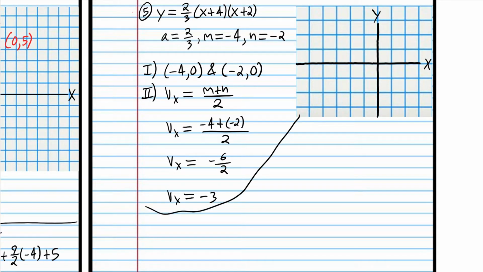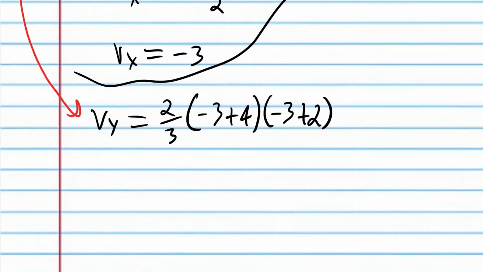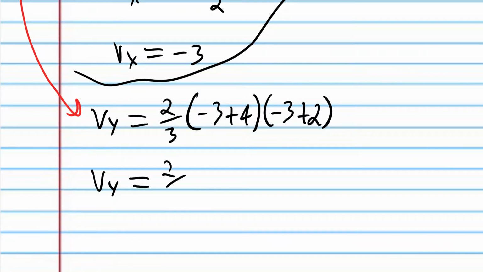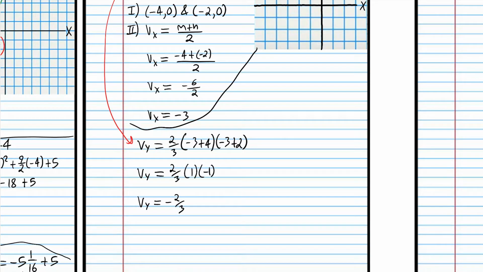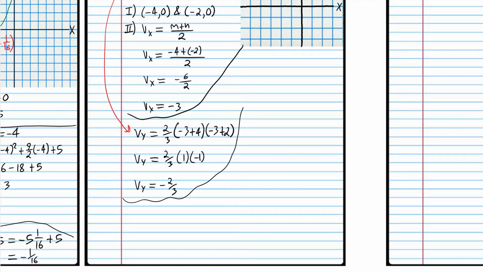So we found the x value of the vertex. Now we just need to find the y value of the vertex. As usual, we just plug it back in, so we get -3 plus 4 times -3 plus 2. And doing the math on that, we get 2/3 times 1 times -1, and that gives us -2/3. Again, I'm not showing every step on this because you need to get to the point where you can do the arithmetic quickly, or else it just takes too long.